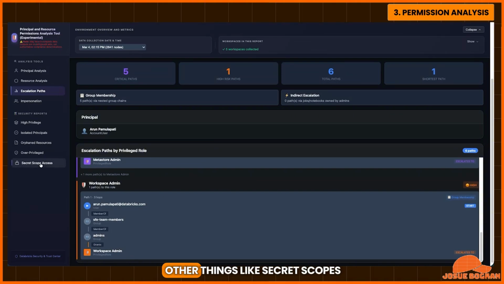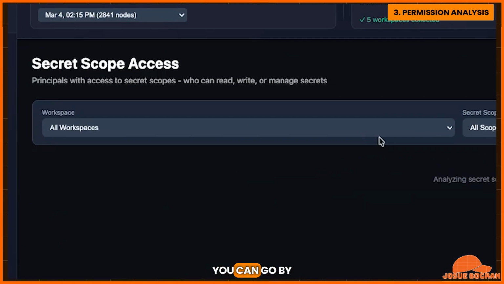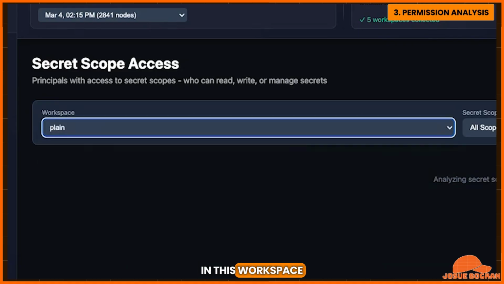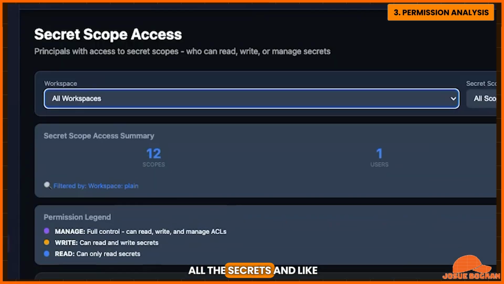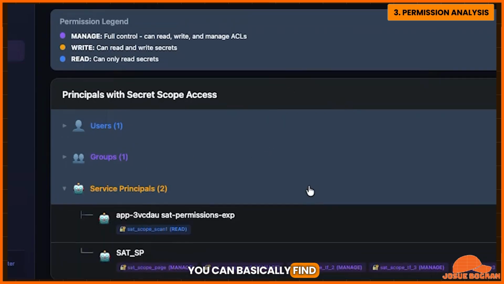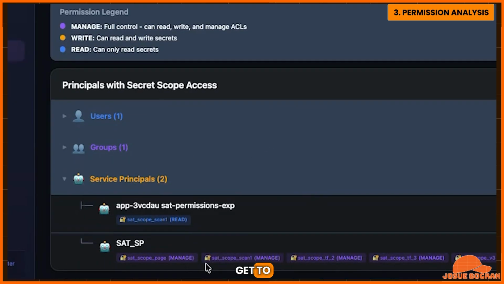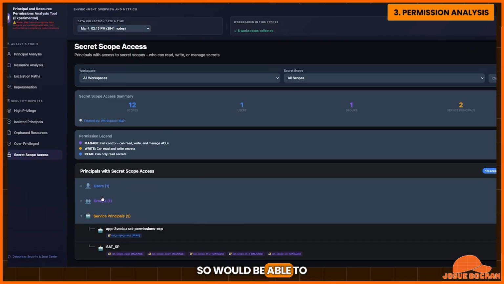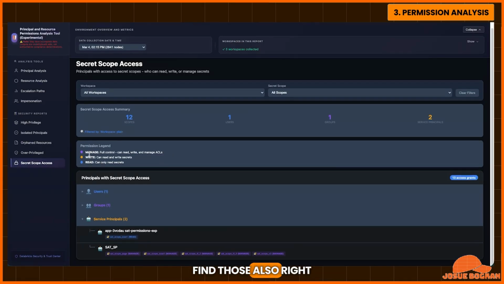And then there are other things like secret scopes. In this workspace, you can see what all the secrets are, and who has access to certain secrets. You can find how they got to those secrets, right? So we'll be able to find those also.